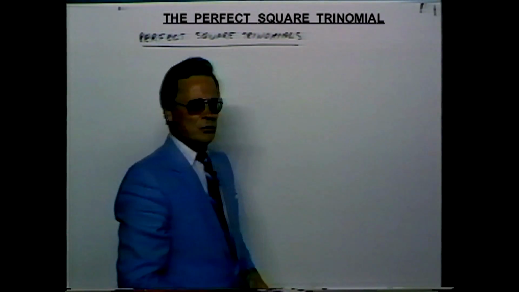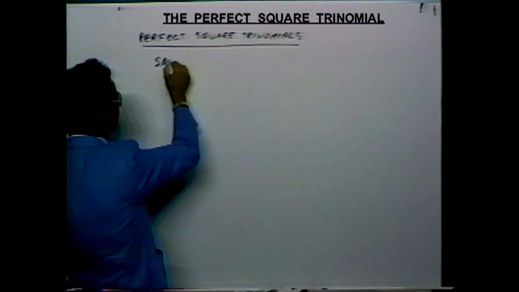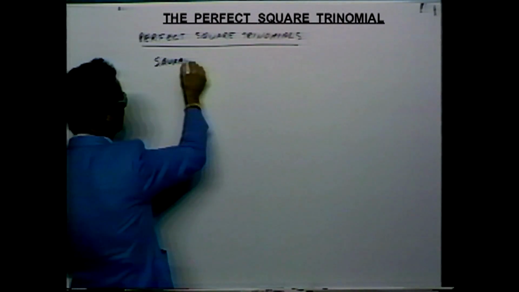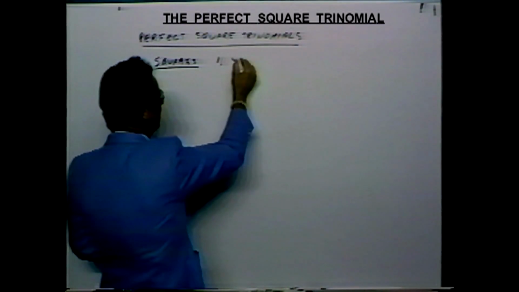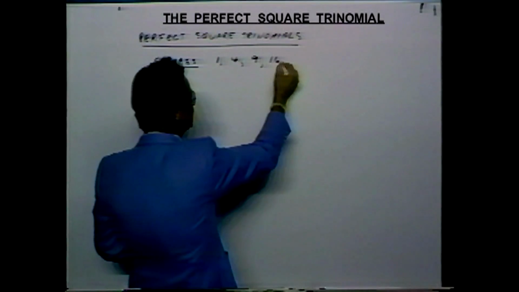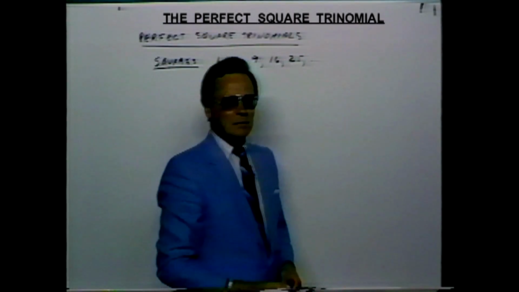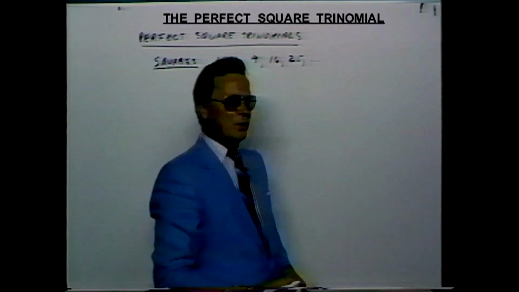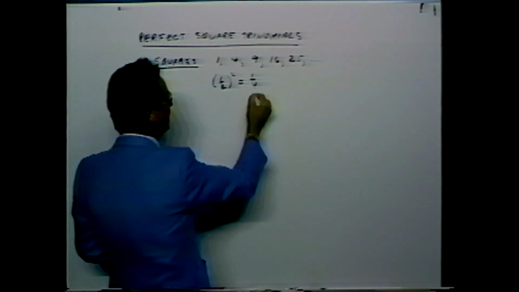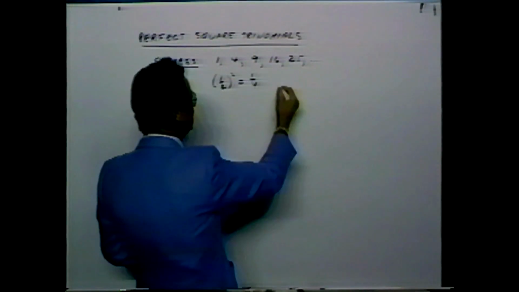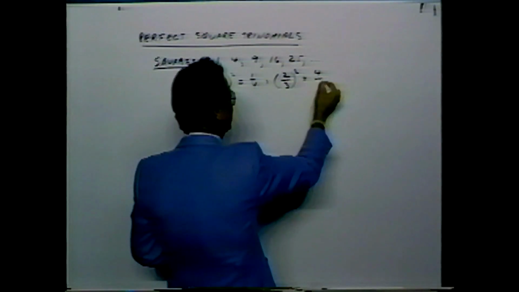Or simply square trinomials. In ordinary numbers, the squares are such numbers as 1, 4, 9, 16, 25, and so on. We can have squares in dealing with fractions as well. For example, 1/2 squared is 1/4.